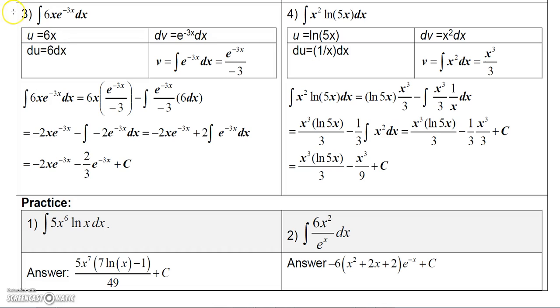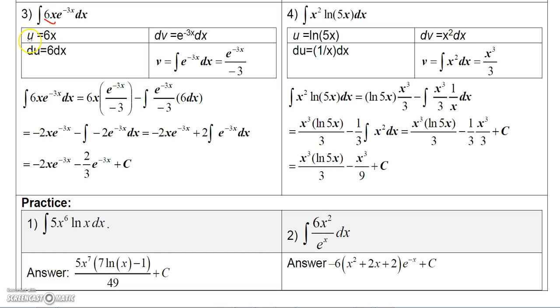Now on some of these problems you might be able to do it multiple ways. Like right here, I'm going to let u be the 6x. That means that dv has to be e to the minus 3x dx, which is over here. But you might be able to make this work if you switch that around. Maybe you could let u be e to the minus 3x, and then maybe dv could be 6x dx. Now I'm not going to check that, but sometimes you can solve these more than one way.